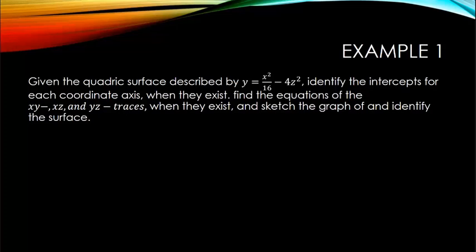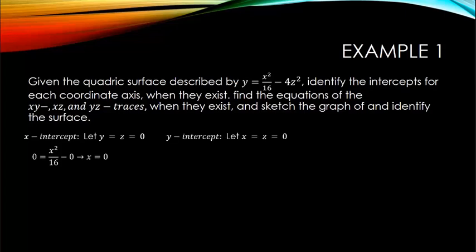The first thing I'm going to do is recognize that my x, y, and z intercepts will occur when the other two coordinates are 0, so that the x-intercept occurs where y and z are both 0. I plug those values in, and I get 0 is equal to x squared over 16, which means x has to equal 0. The y-intercept happens when x and z are 0. Plugging that in, I get y is equal to 0 minus 0, which says that y is equal to 0.